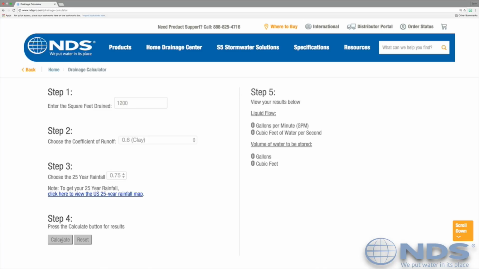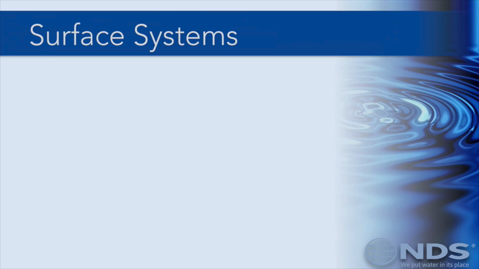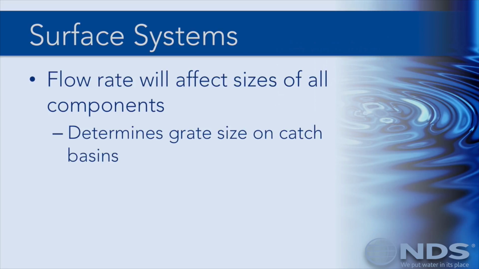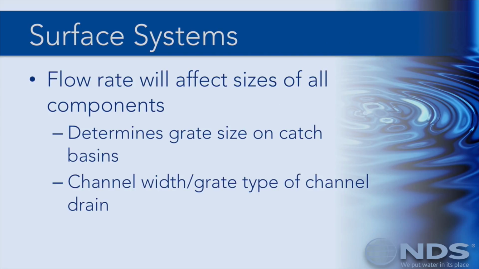Now, once you have entered this information for the capture point, hit the calculate button, and you'll receive two numbers. The first is the flow in gallons per minute, and the second is the volume of water to be stored or discharged. The flow rate will affect the size of all components of a drainage system. On the collectors, flow rate will determine the grate size of the catch basin and the channel width and grate type of a channel drain.